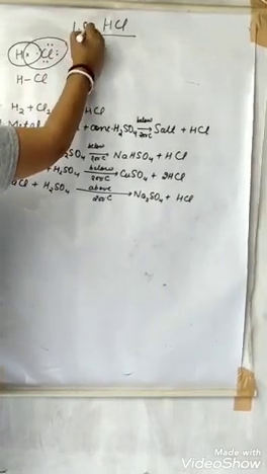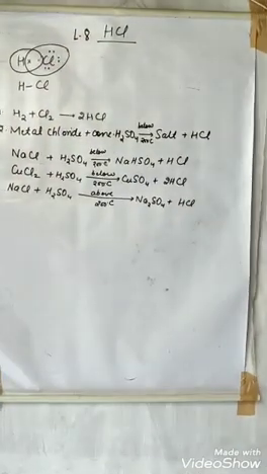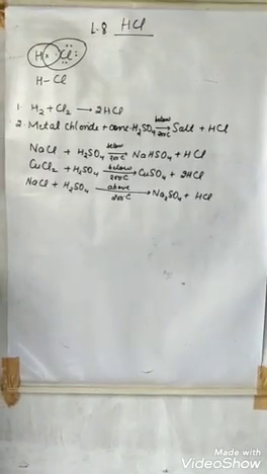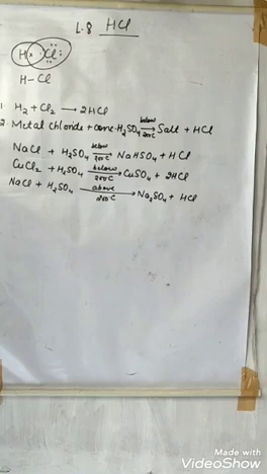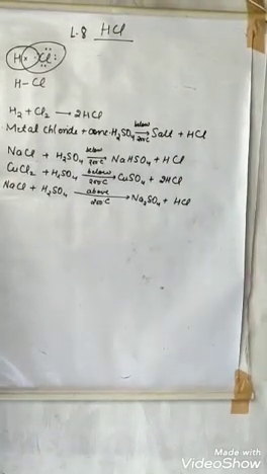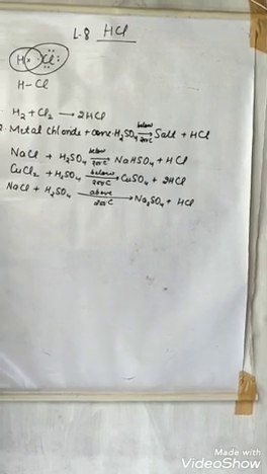Now we are going to start with our lesson number 8, that is hydrogen chloride. Hydrogen chloride exists in two states. First one is a gaseous state, and in a gaseous state it is called hydrogen chloride, and in a liquid state it is called hydrochloric acid.